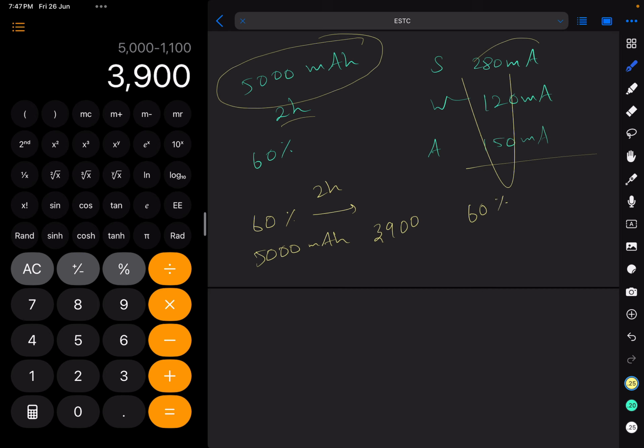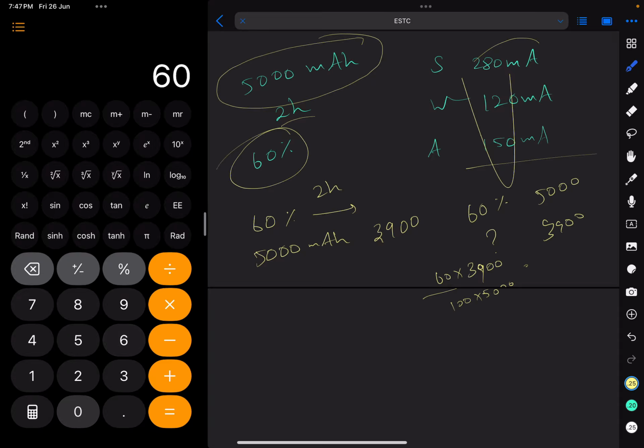Like 60% when it is 5000, how much percentage when it is 3900? So what do you do? 60 into 3900 by 100 into 5000. Is 3900 confirmed? Out of 5000, 1100 is consumed. So whatsoever left will indicate my charge percentage, right? So 60 into 3900, 23400 divided by 500000, 0.46, which means 46% will be left.